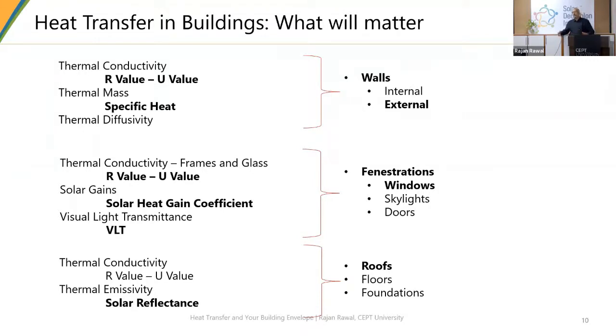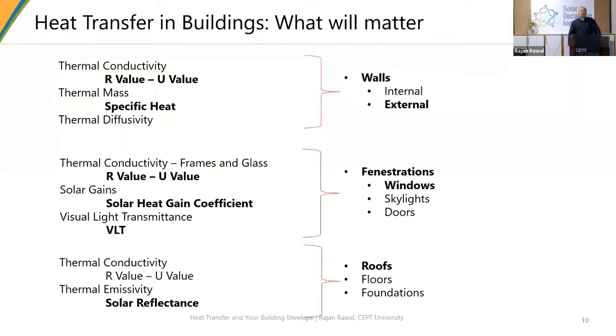When it comes to fenestration and windows, as you know, radiation, convection, and in fact visible light also become important. So you should be focusing on R value or U value, which basically covers the frame and the glass panes, solar heat gain coefficient, and visible light transmittance. All these three become very important when you start looking at windows.